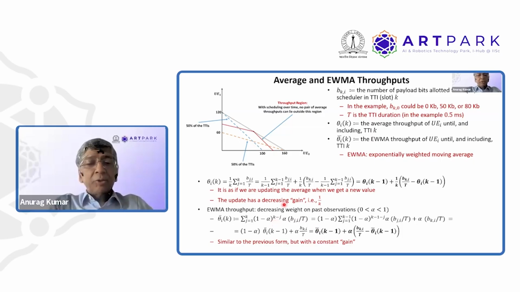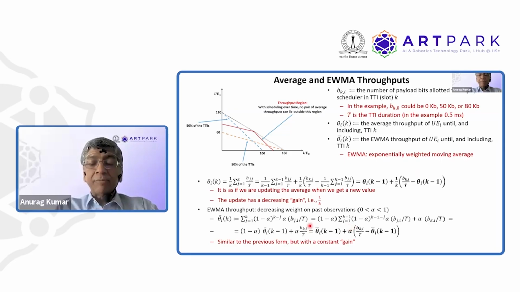Now you can look at this algebra at home. This algebra is very simple. All we do is take out the last term, the kth term, and rewrite the rest of it by taking out 1 minus alpha. And you find that you are left with the previous average. So that's what it is: 1 minus alpha times the previous average plus alpha times the current given throughput. Rewrite it and you'll find it in the same form as this. Same formula, the same form.